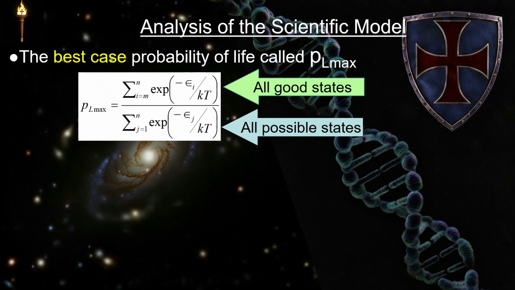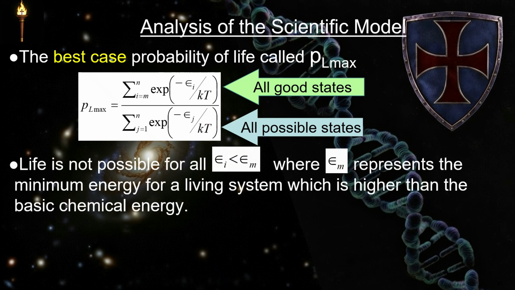Now, this equation is a little more complex. In the past equation, we were just looking at a single state, like the probability of a single green ball in a bag of red balls. In this case, what we're looking at is all of the good states. A good state is the case where there's a live cell, divided by all the possible states, meaning all the states where there could be a live cell or just dead chemicals. The numbers on the sigma on the bottom say j equals 1 to n. The numbers on the sigma on the top say i equals m to n.